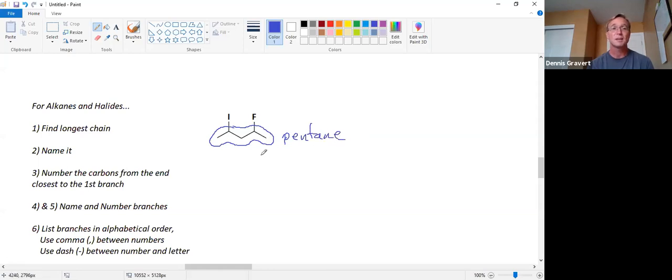Step 3, number it. Okay. 1, then 2, we hit the iodo group. 1, then 2, we hit the fluoro group. Okay, first branch shows up on 2. Where's the second branch? From the left side, fluorine's on carbon 4. Counting from the right side, iodine's on number 4. It's a tie again. And then there's no more branches.